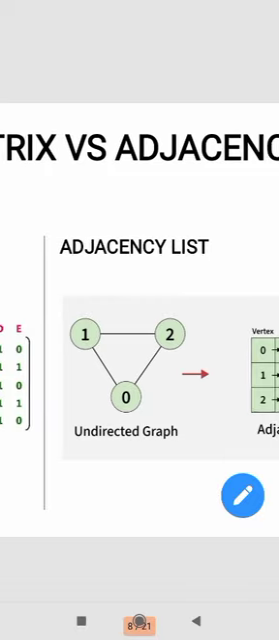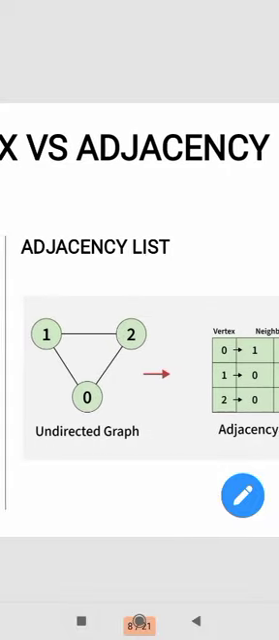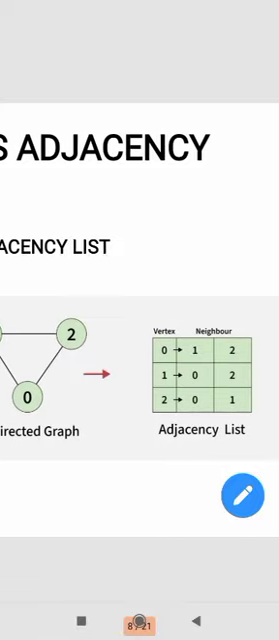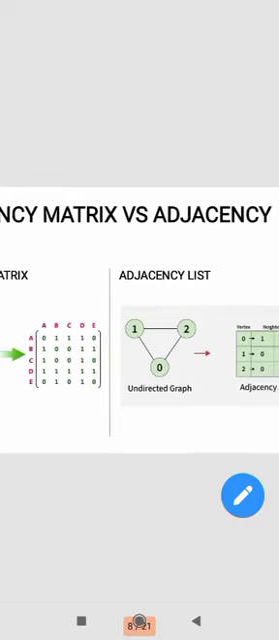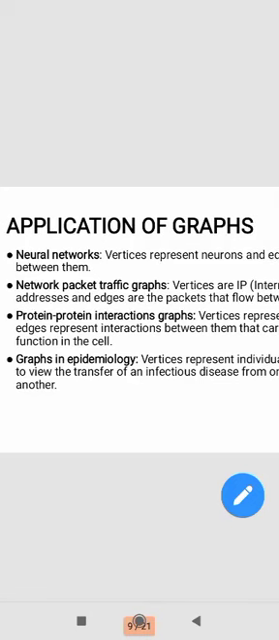Same here, adjacency list. In a list format we will give. It is also an undirected graph. Here circles represent nodes or vertices. Lines connecting the vertices are called edges. So for 0: 1, 2. For 1: 0, 2. Next for 2: 0, 1. It is called an adjacency list.